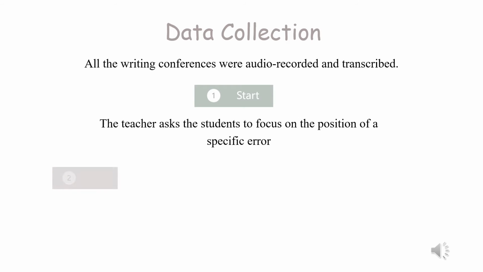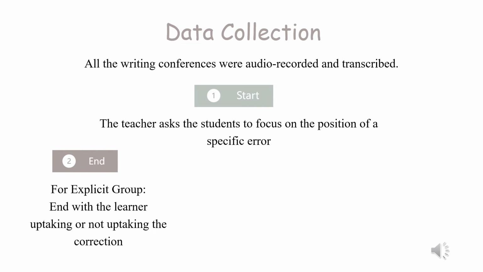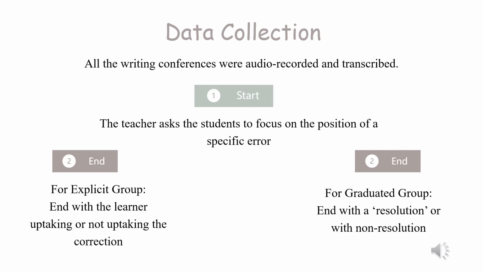Then the next part is about data collection. All the writing conferences were audio recorded and transcribed. The first step in coding the data was to identify the feedback episodes. Each episode started with the student's attention being drawn to the location of a specific error by the teacher. In the graduated group, it ended with a resolution or with non-resolution. But in the explicit group, it ended with the learner uptaking or not uptaking the correction.